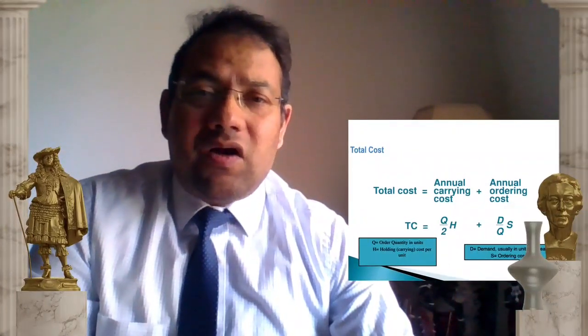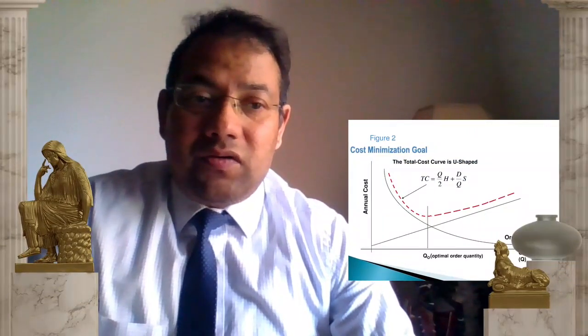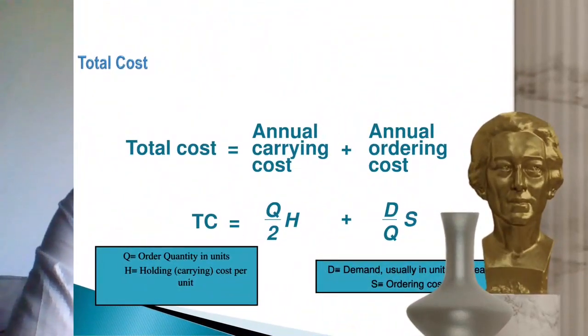Now I will tell you how we calculate total cost and how its behavior is there in the total inventory model. So total cost, in a simplified way, we can say that it is the addition of annual carrying cost of inventory plus annual ordering cost of inventory.